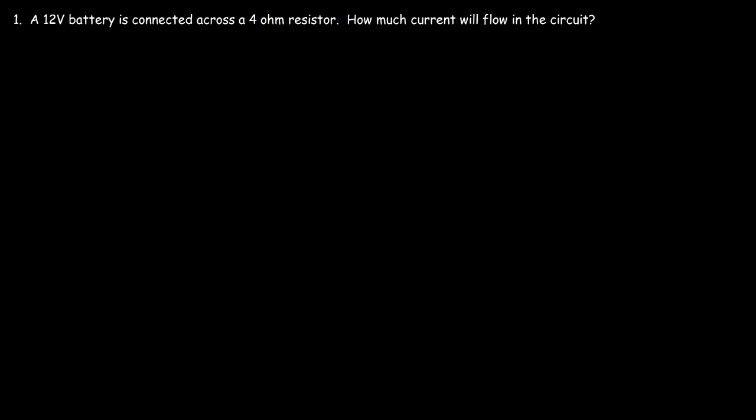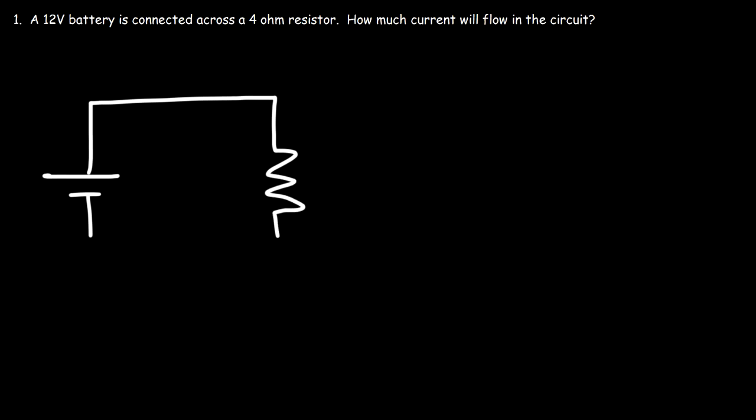Now let's work on some practice problems. A 12-volt battery is connected across a 4-ohm resistor. How much current will flow in the circuit? This is the electrical symbol of a battery. And let's draw the electrical symbol of a resistor, which looks like that. So this is a 12-volt battery, and we have a 4-ohm resistor.